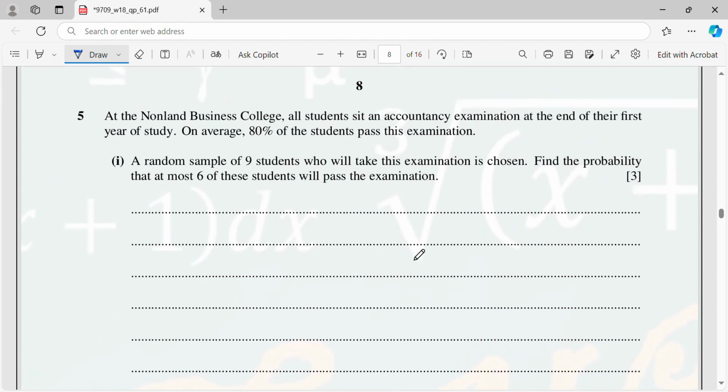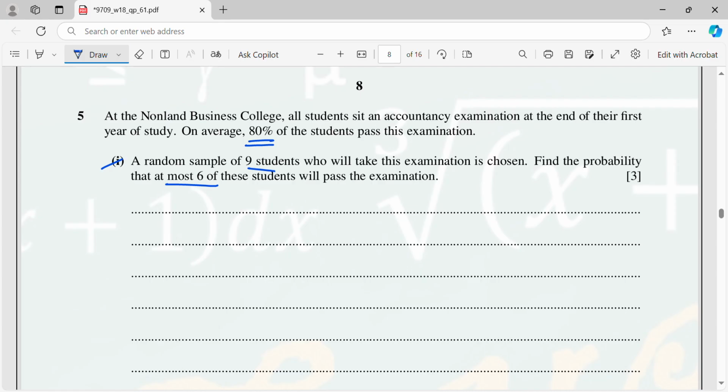For question number 5, at the Northland Business College, all students sit an accountancy examination at the end of their first year of study. On average, 80% of students pass this exam. First part, a random sample of 9 students who will take this exam is chosen. Find the probability that at most 6 will pass the exam.